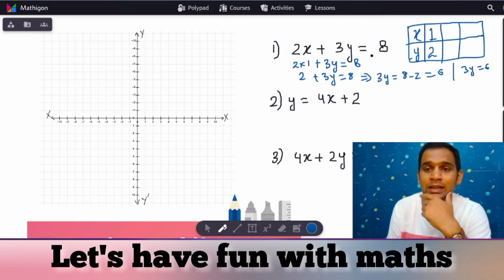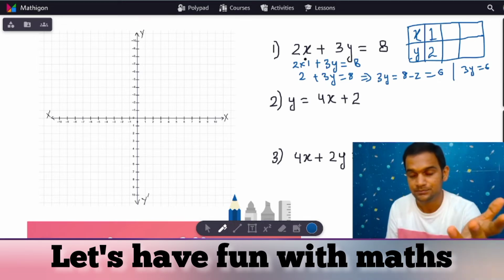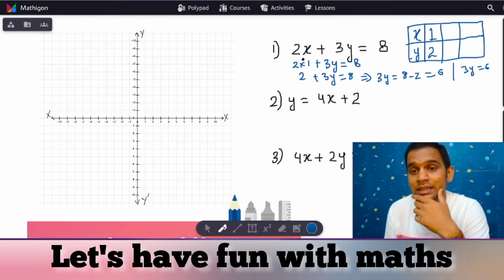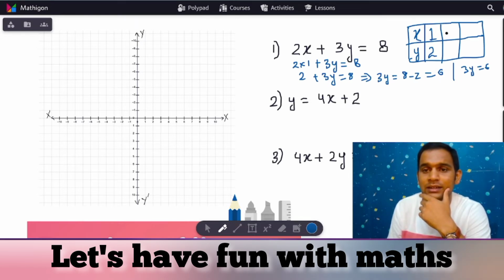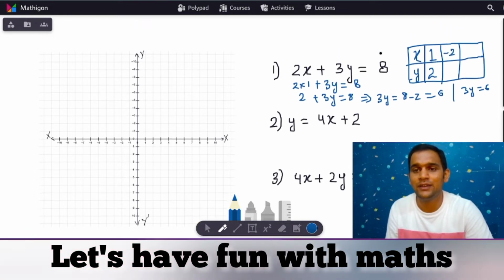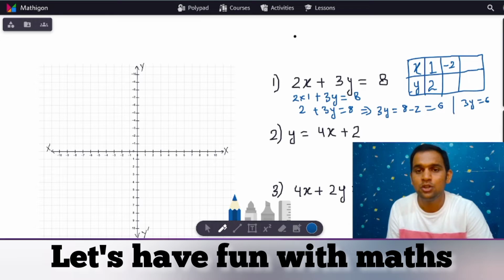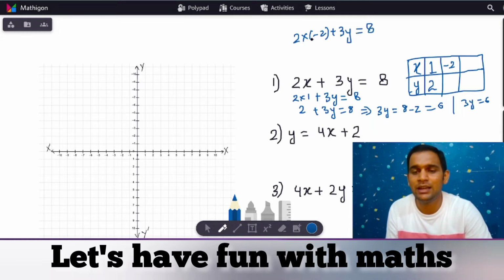Let's take another point of this x. Let's now take it to be minus 2. Okay, I will take the value of x as minus 2. So if I take the value of x as minus 2, what happens? 2 times minus 2 plus 3y equals 8. Yes, so 2 times minus 2 becomes minus 4 plus 3y equals 8.